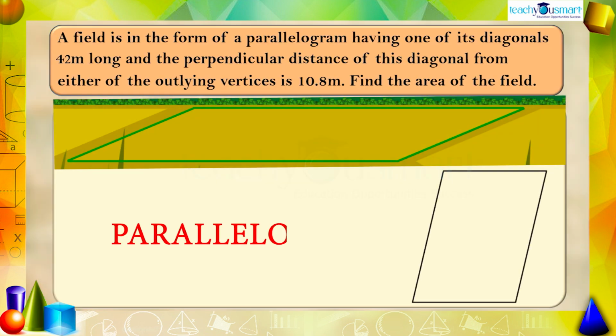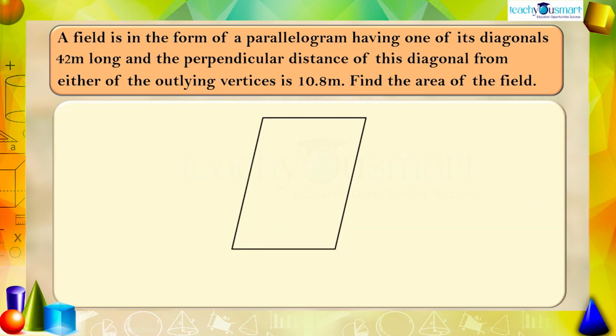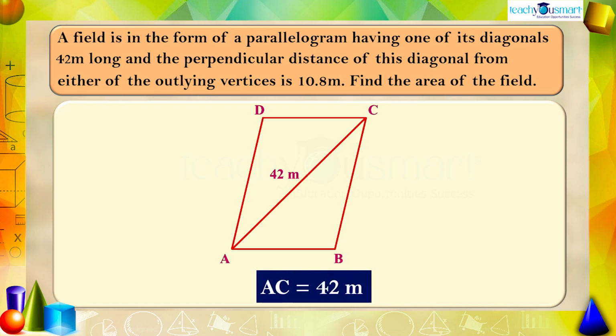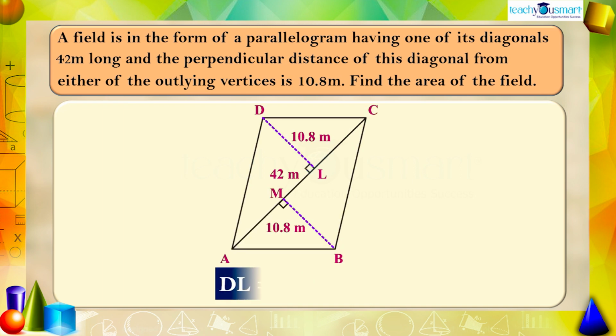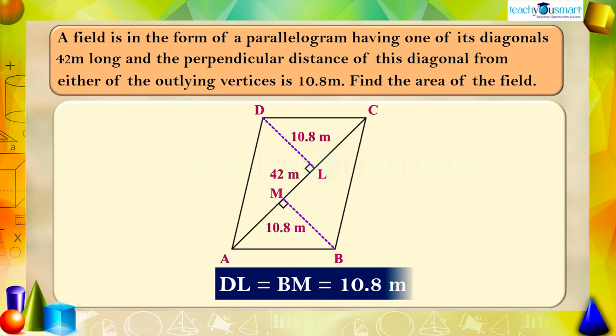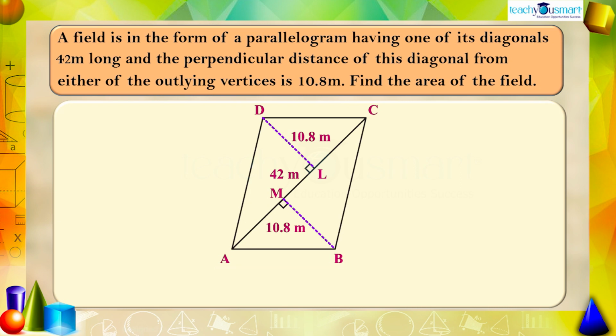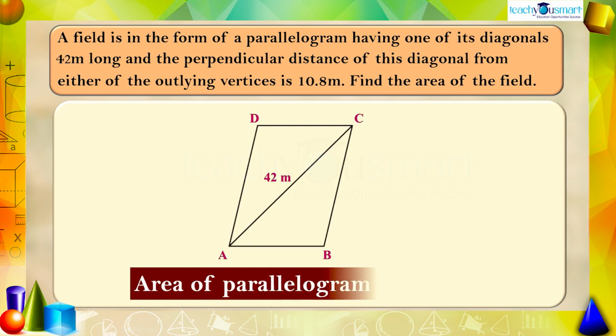Given, a field is in the form of a parallelogram. Let the parallelogram be named ABCD, with AC equal to 42 meters. DL and BM are the perpendiculars from the vertices D and B to the diagonal AC, such that they are 10.8 meters long. We have to find the area of the field, that is, the area of the parallelogram ABCD.